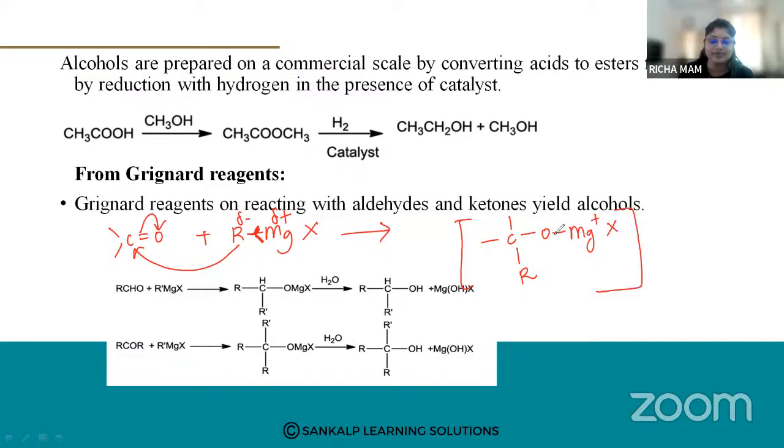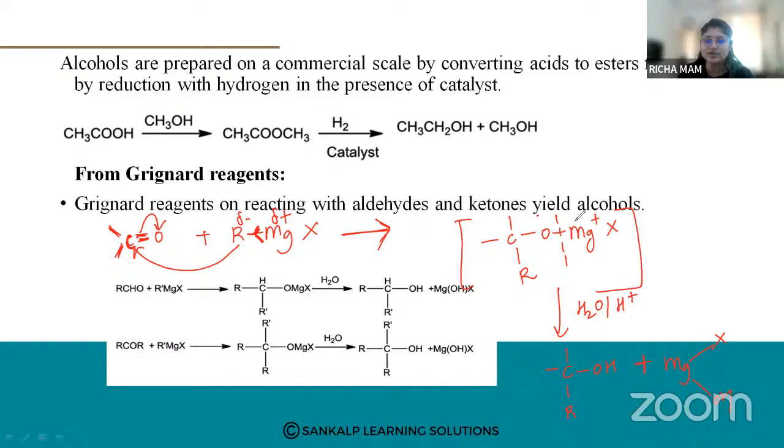Now what will happen? Here we are going to do hydrolysis, that is acid catalyzed hydrolysis, H2O in the presence of H plus. What am I going to get? R, and your OH will be added, and MgX and OH will be formed. So this is the mechanism. Is it clear? We are going to react the Grignard reagent with a carbonyl compound. I have taken a general carbonyl compound, and this is the product obtained.